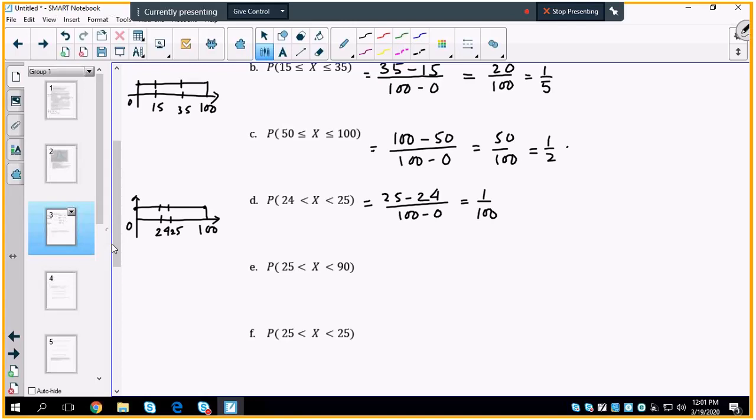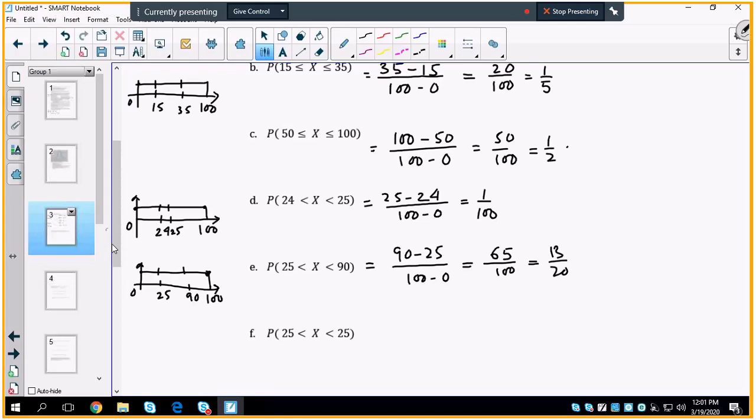Between 25 and 90. It's always a very good habit to draw the picture in every single problem, even though it is pretty simple. The picture makes the continuous probability distribution understanding so much better. So I'm interested in 25 till 90. That length is 90 minus 25 over 100 minus 0, and that number is going to be 65 over 100. If I divide both top and bottom by 5, I get 13 over 20 as the final probability.